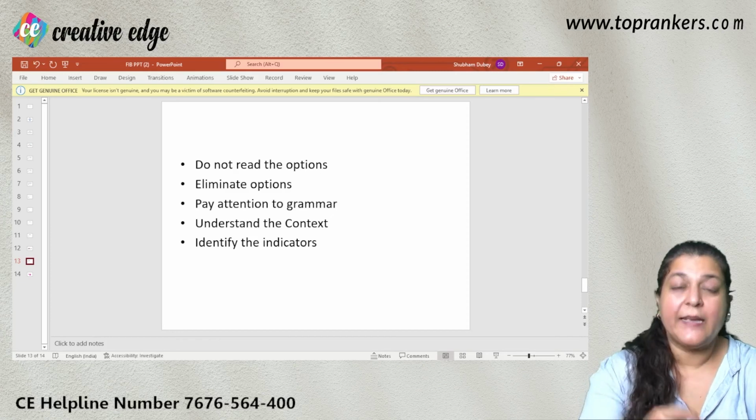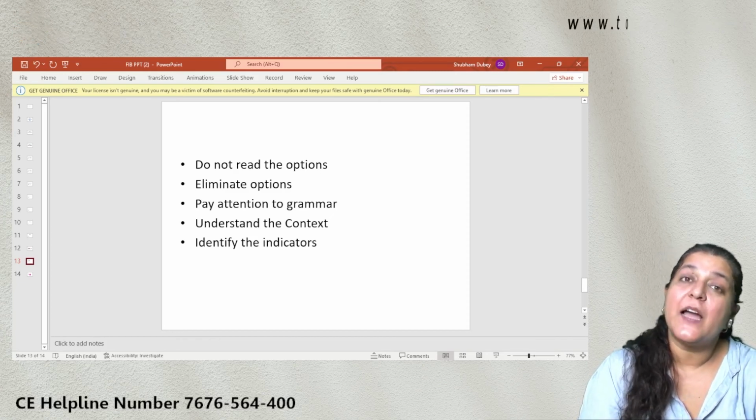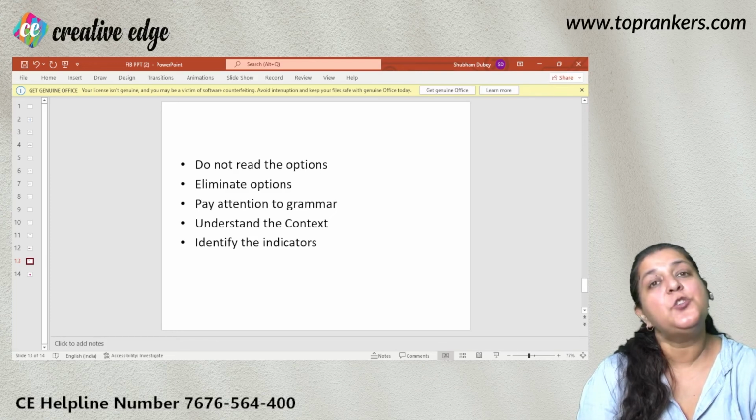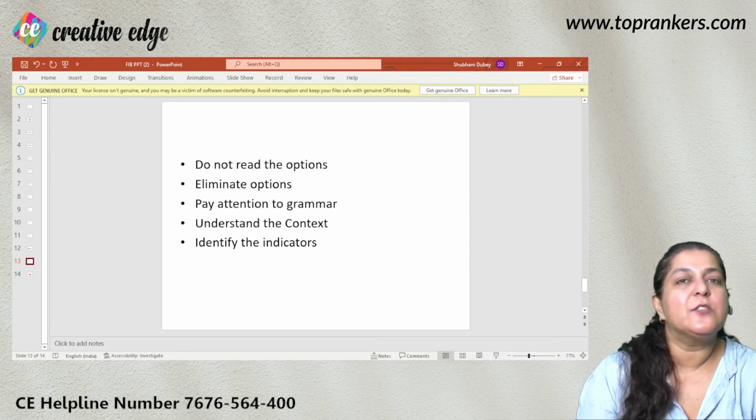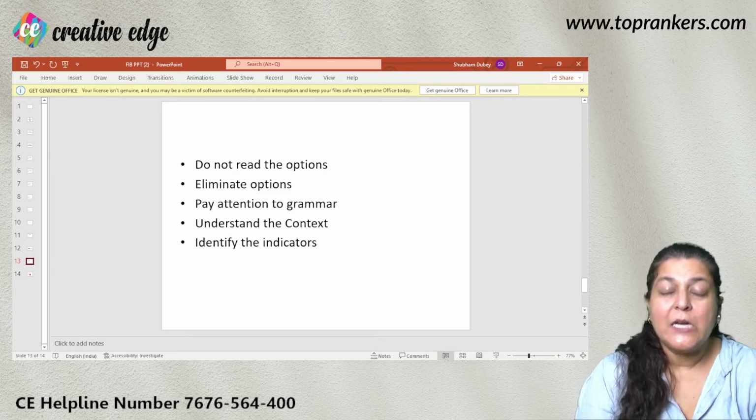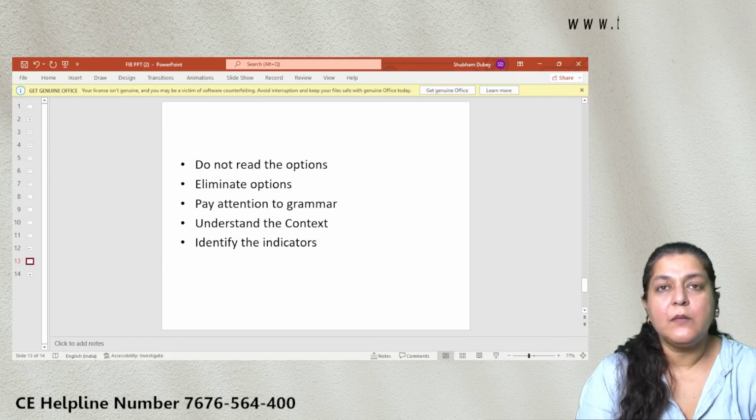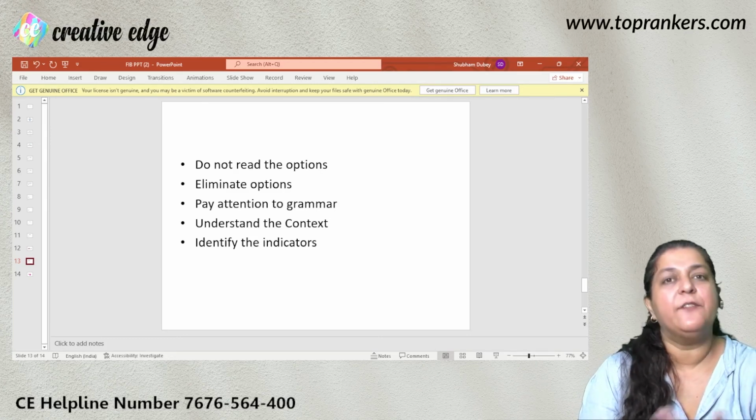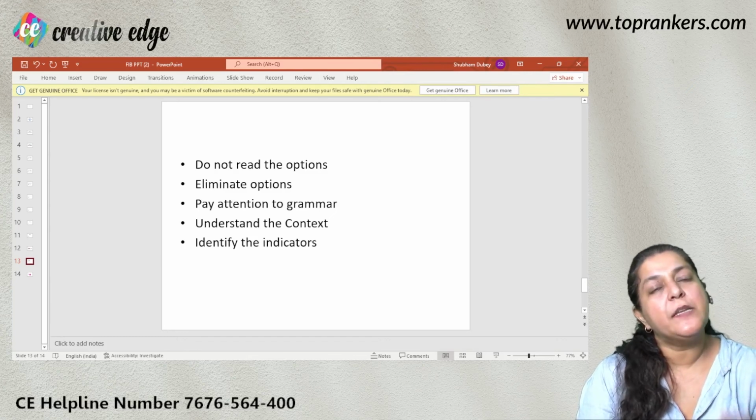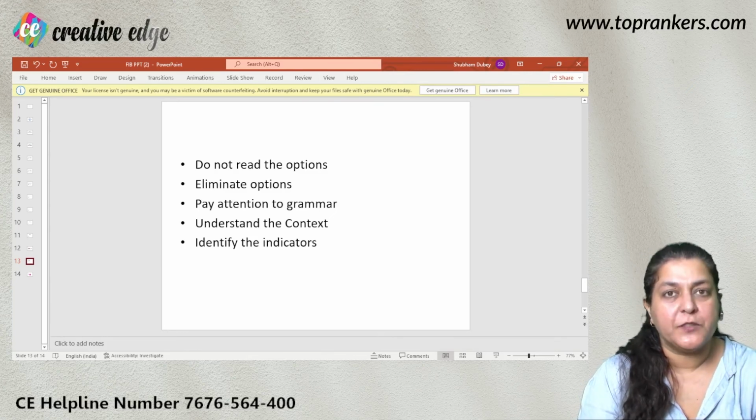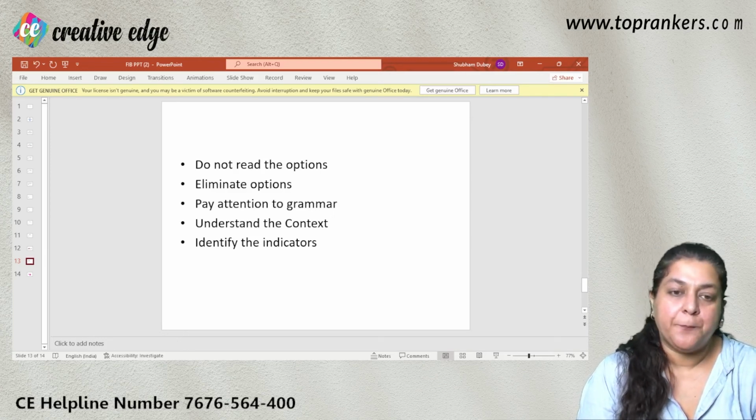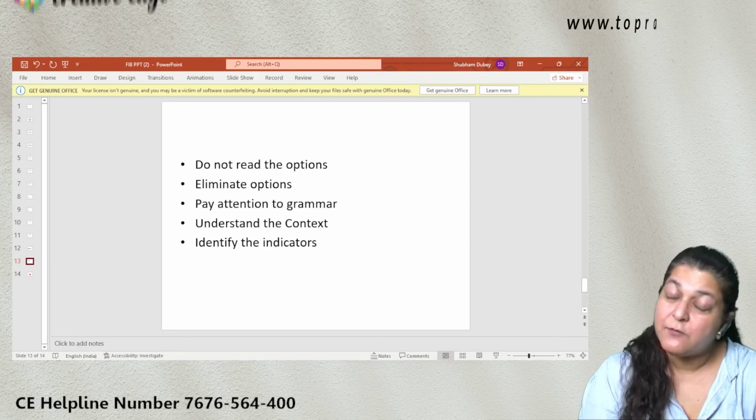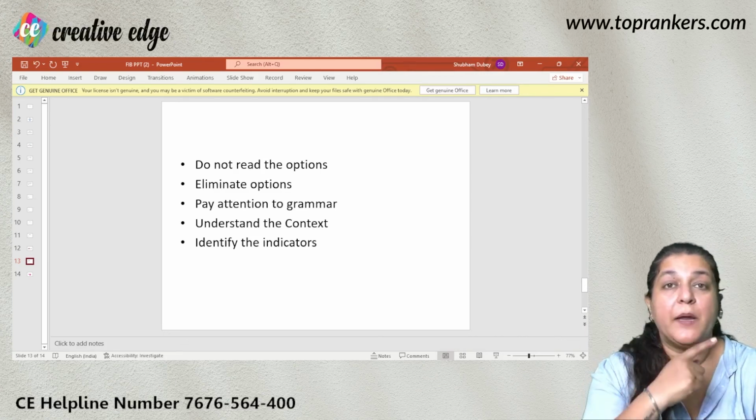Like the second one says, try and eliminate options rather than choosing the options. Please remember that the options are going to be very closely related to each other, and every option that you read is going to almost fit into the blank. So be smart. Do not wonder whether even this fits and even this fits. You can work it the other way around and try and eliminate options so that the shortlisting is done and you're able to come to the right conclusive answer. The next one is pay attention to grammar. Yes, very important.